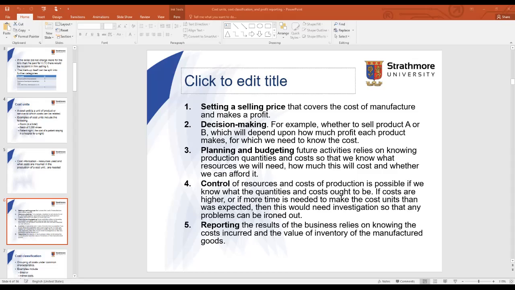The next bit is controlling. Now if, for example, in step number 3, you did plan.